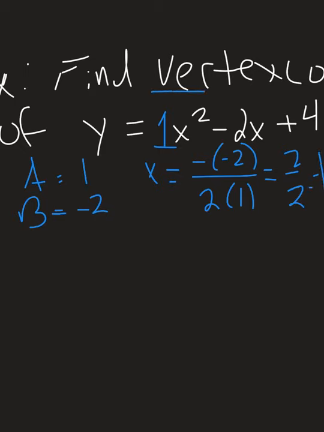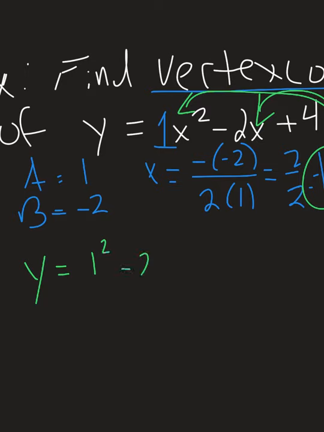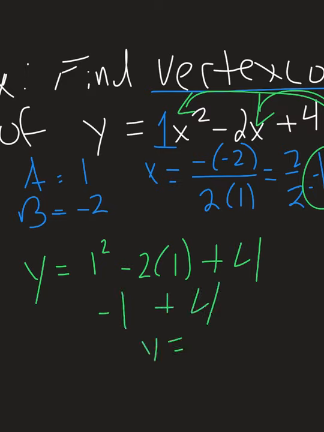Now I'm looking for the entire vertex coordinate here. So I also need the y value. So in order to do that, I'm going to take this 1 value and I'm going to plug it back in everywhere I see an x in here. So let's do that really quick. So y is going to equal 1 squared minus 2 times 1 plus 4. Well, 1 squared is 1, minus 2 is negative 1, plus 4, so y equals 3. So our vertex coordinate is going to be 1, 3.